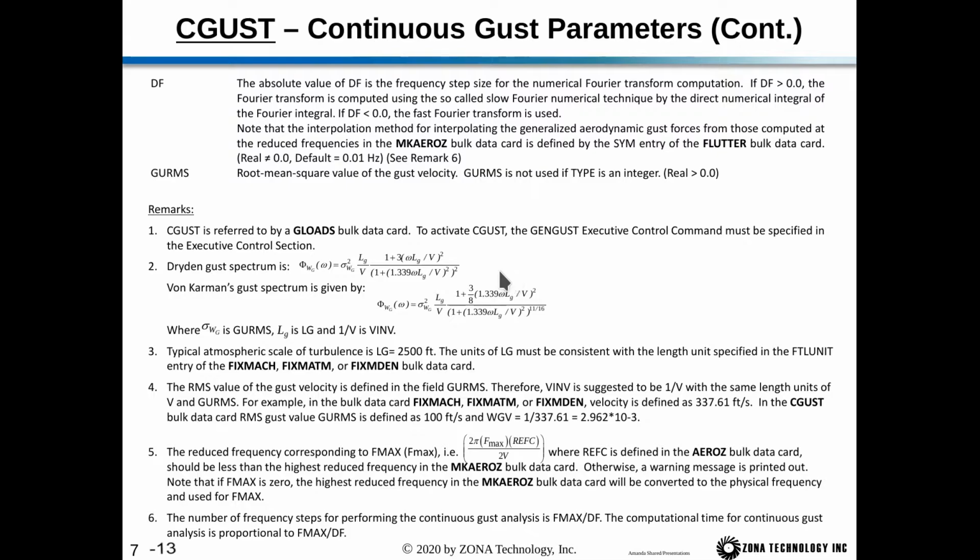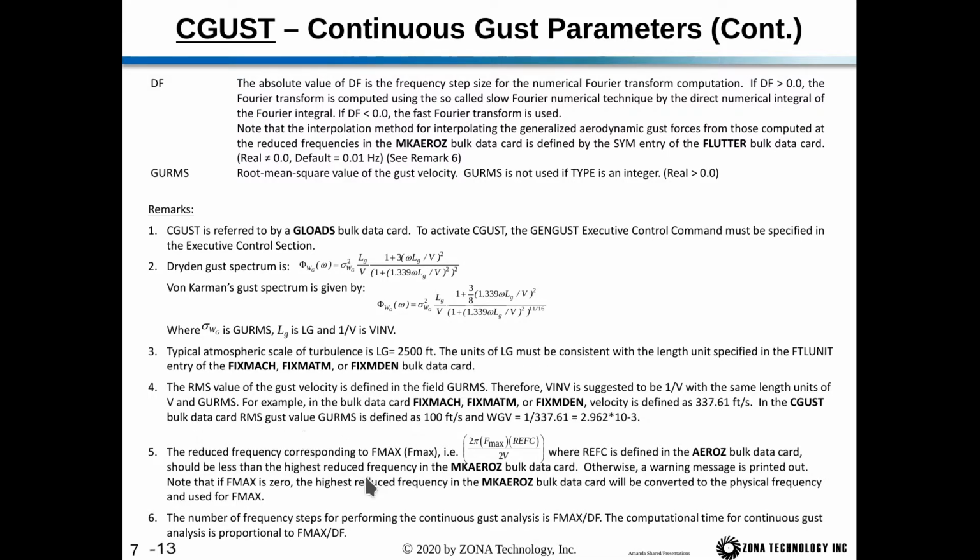In the manual here, we have the Dryden and von Karman's gust spectrum printed out. The sigma WG is the GURMS, and then the LG field is LG, and then V inverse input is used as 1 over V in these equations.